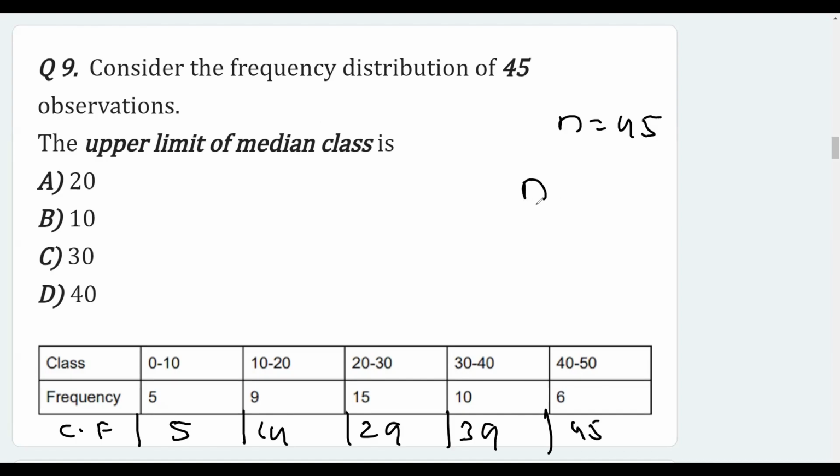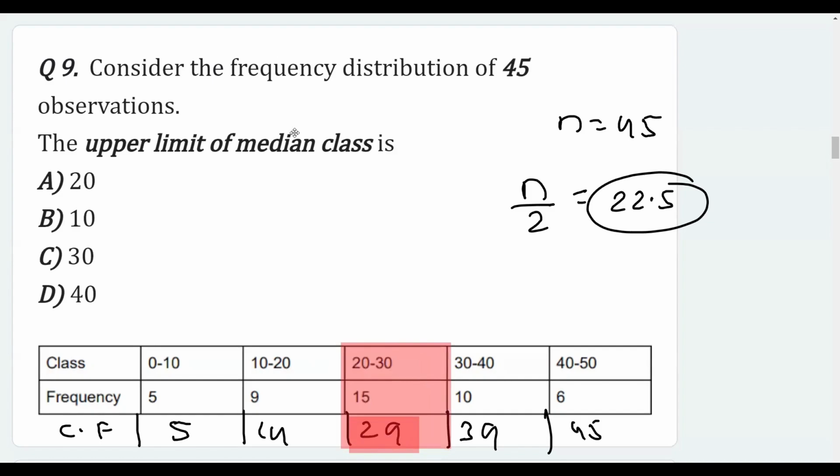Now, in order to find the median class, we need the value of n by 2, that is half of 45, which is 22.5. Now check where 22.5 lies. You just need to observe the cumulative frequency. From here, we can observe that 22.5 lies in this class. And now we have to find its upper limit. This being the lower limit, the upper limit is 30. So we can say that the answer for this is 30, the upper limit of the median class having n as 45.